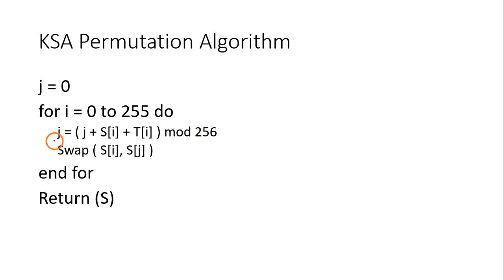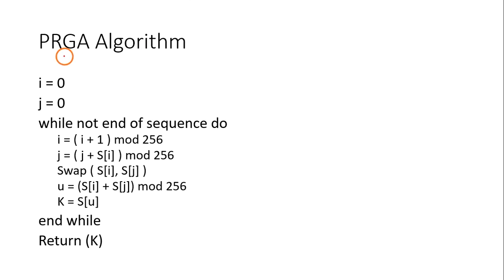Once we get this J value, we already have the I value. We are going to swap the contents in S of I and S of J. That's all. This is the algorithm for KSA. It is just simply going to permute the contents of S. Now the output of KSA, which is the modified S array, goes as input to the PRGA algorithm.